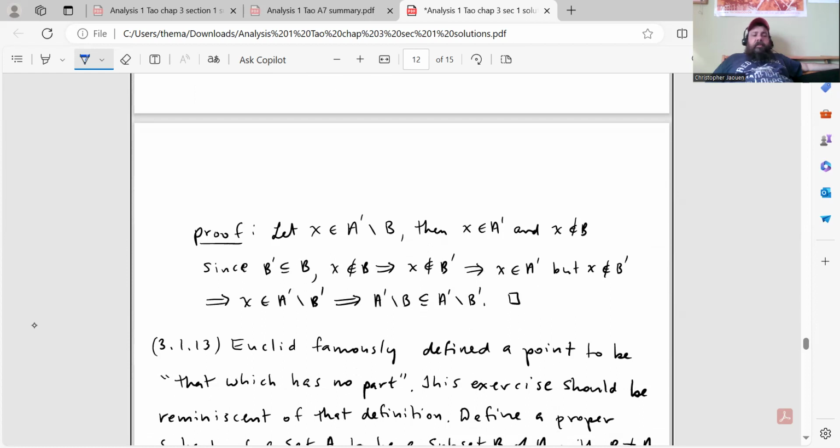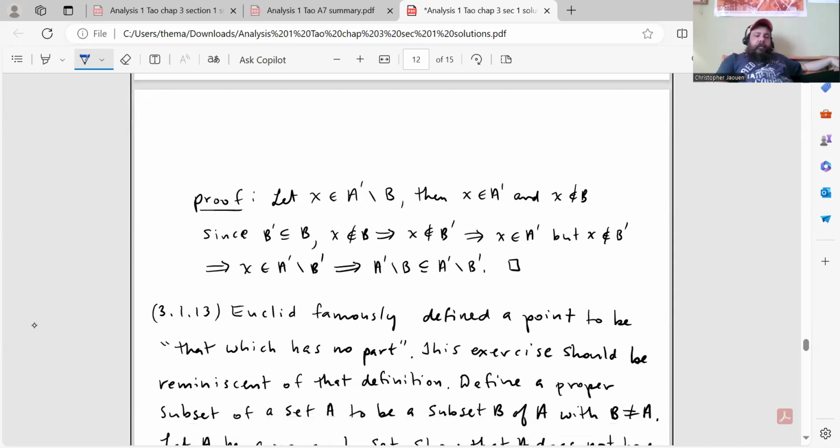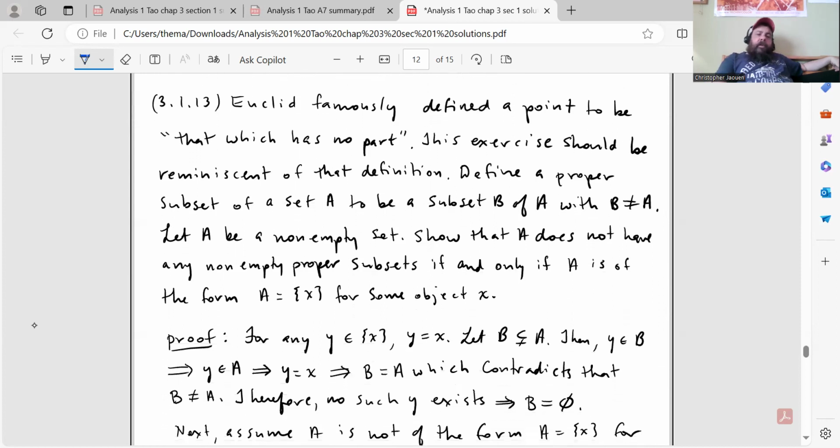Since B prime is a subset of B, X is not an element of B implies X is not an element of B prime, which implies that X is an element of A prime, but not of B prime. That implies that X is an element of A prime minus B prime, which means that A prime minus B is a subset of A prime minus B prime, and that's it. That's the justification.